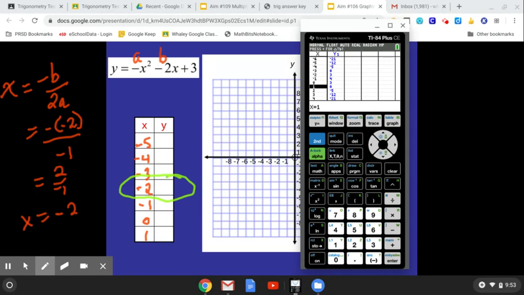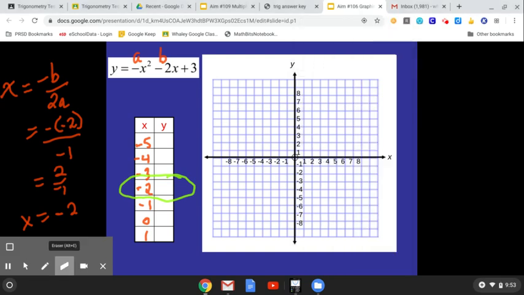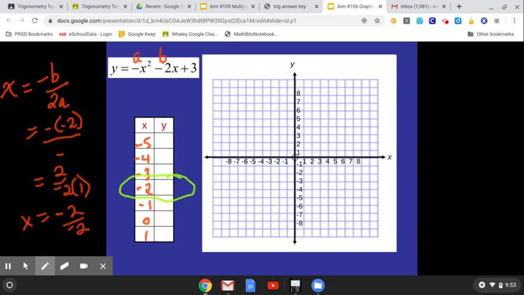Oh, geez, I made a mistake with my axis of symmetry. Darn it. Let me go back and fix that. Nobody caught my mistake. There it is. That should be a -2 times 1 on the bottom. So it's 2 over -2, which is -1. So let me fix those. Sorry about that.